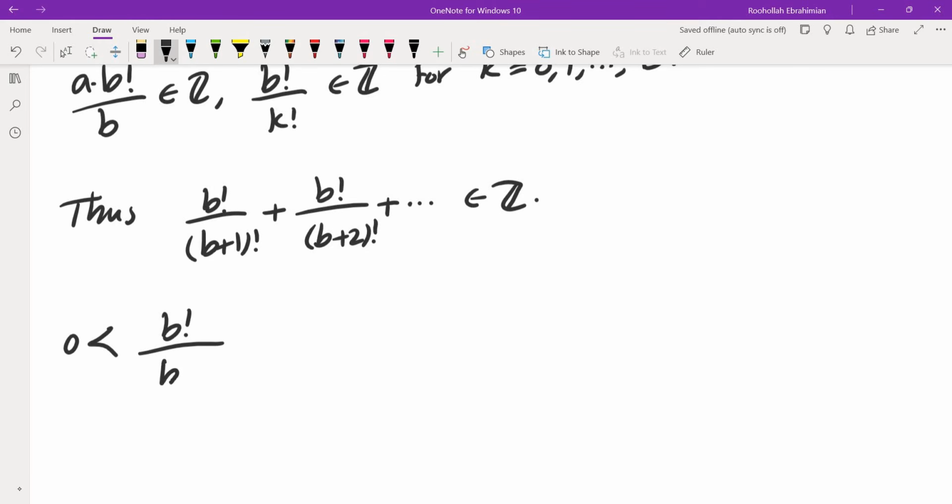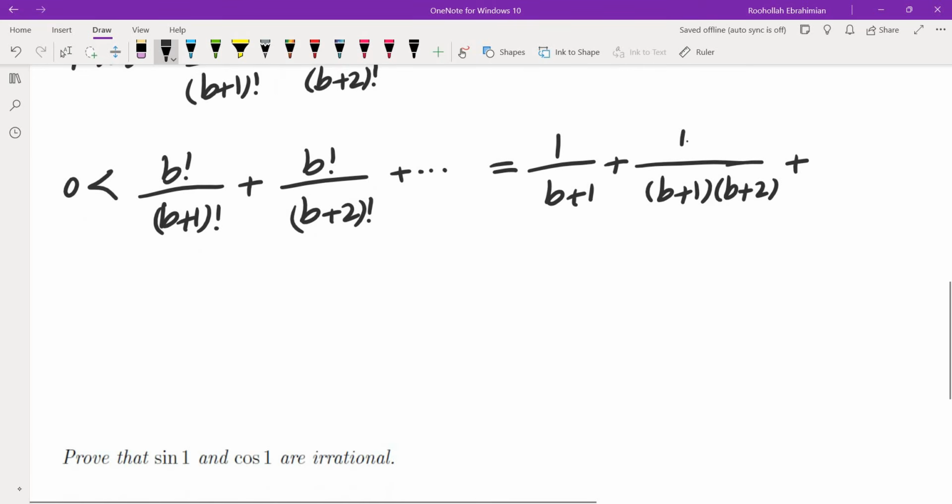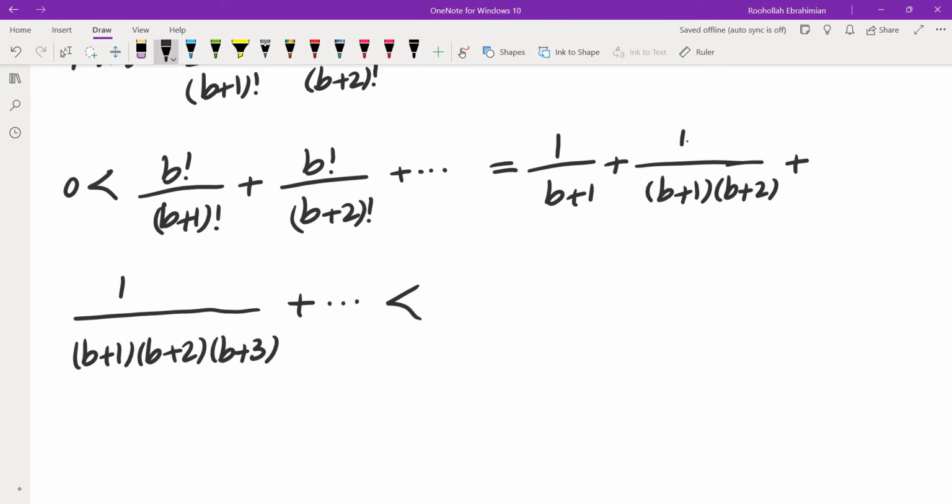This is actually not too large. b factorial over b plus 2 factorial, etc. This is going to be 1 over b plus 1, because the b factorial in the numerator and denominator cancel. Then 1 over b plus 1 times b plus 2. The next term becomes 1 over b plus 1, b plus 2, b plus 3, plus etc. Now, I can't really evaluate this expression.